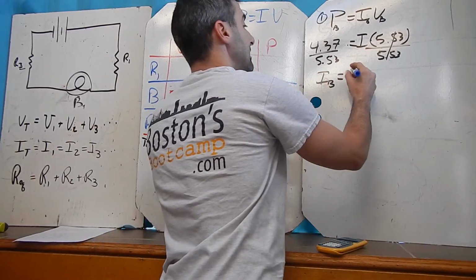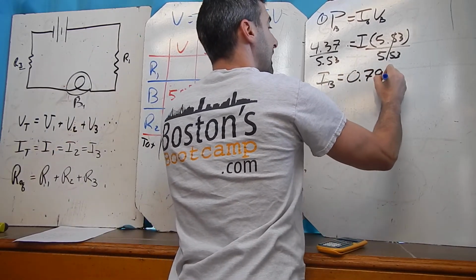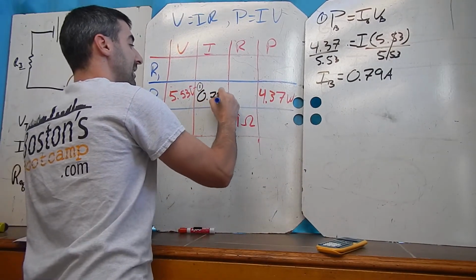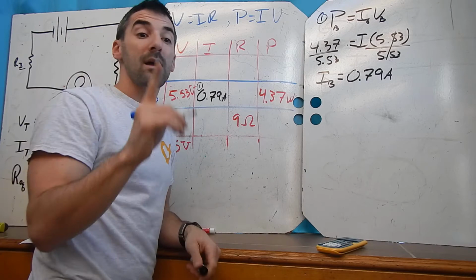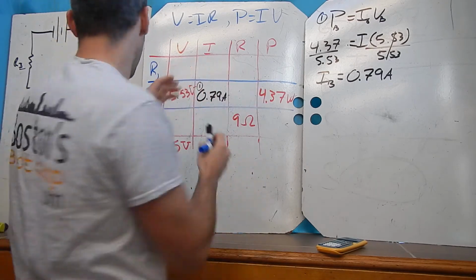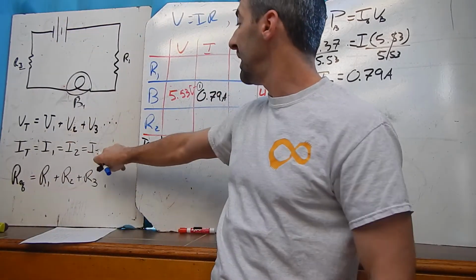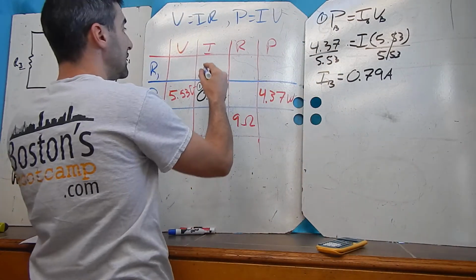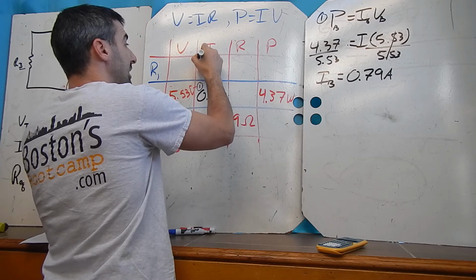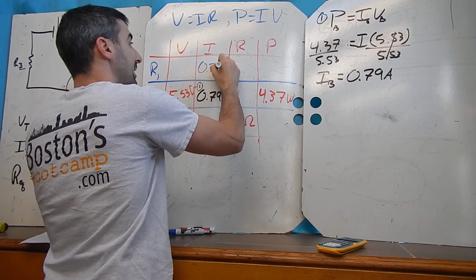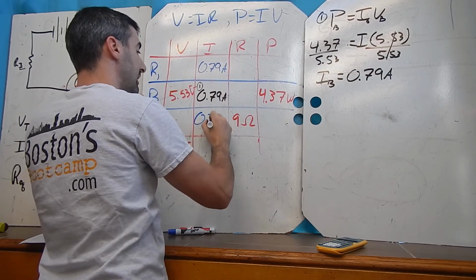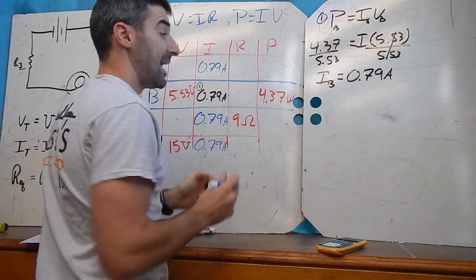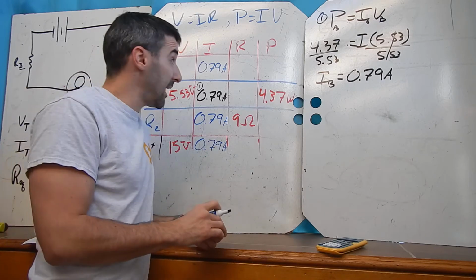So that is 0.79 amps. So I go here, 0.79 amps. So I solved something. Now I see what can I do next. I'm going to go back to my rules. Wait a second. If I know one current, I know all the currents, which means I can fill this in 0.79 amps, 0.79 amps, 0.79 amps. And now look at that. My puzzle is coming together.